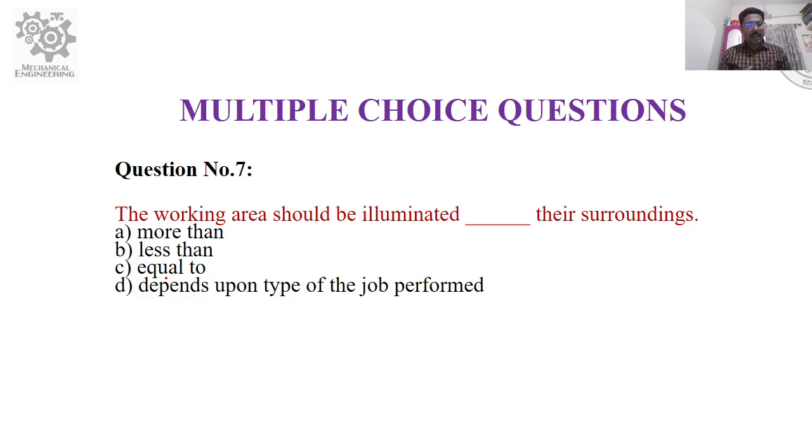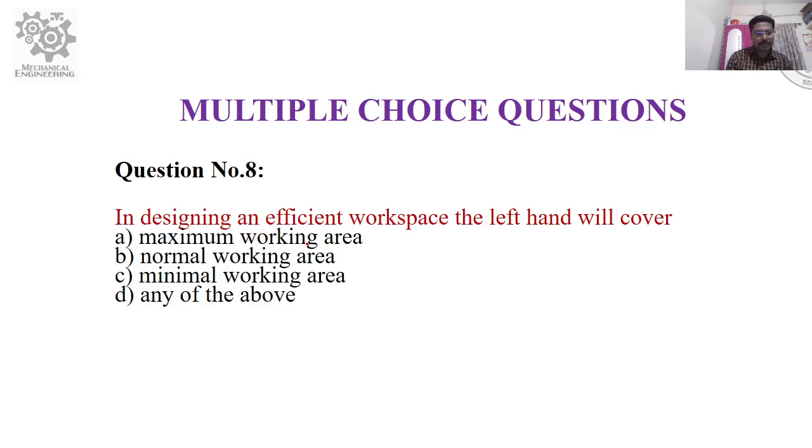Okay, question number 7. I will repeat the question here. The working area should be illuminated dash their surroundings. Option A, more than; option B, less than; option C, equal to; option 4, depends upon the type of job performed. So which is the correct answer? Guess your correct answers.